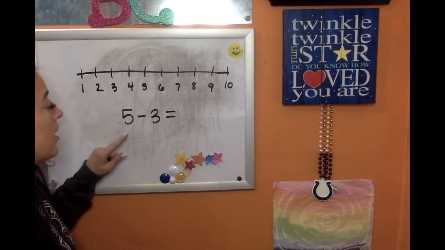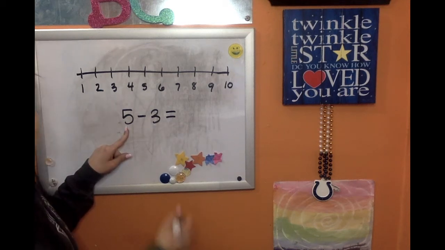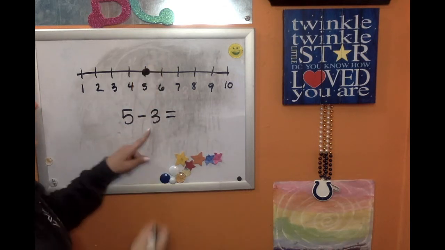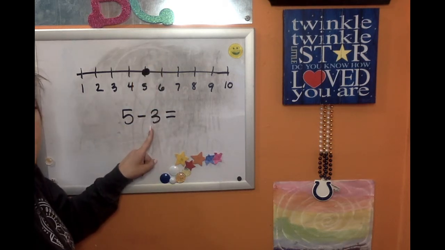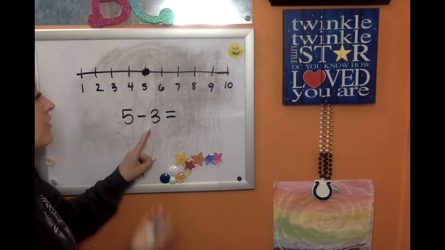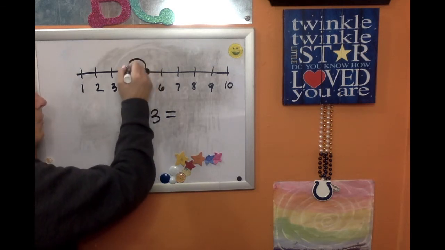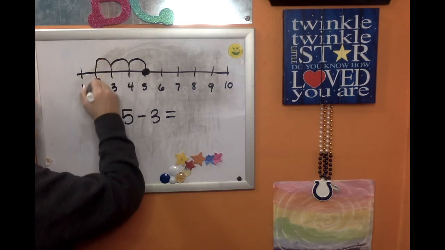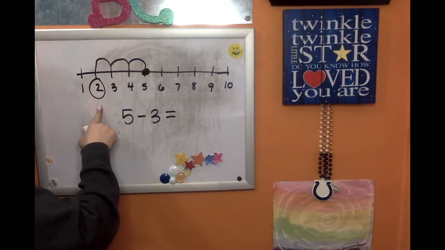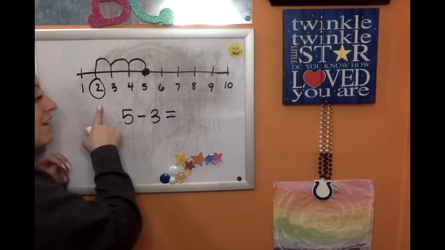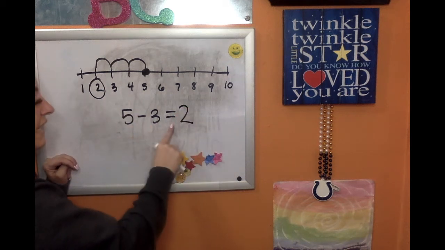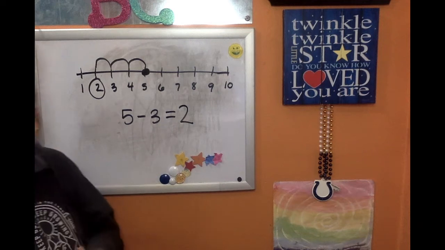So where are we going to start our circle on? We're going to start on 5. How many hops backwards are we going to go? 3. Here we go. Count with me. 1, 2, 3. What number did we land on? 2. 5 minus 3 equals 2.